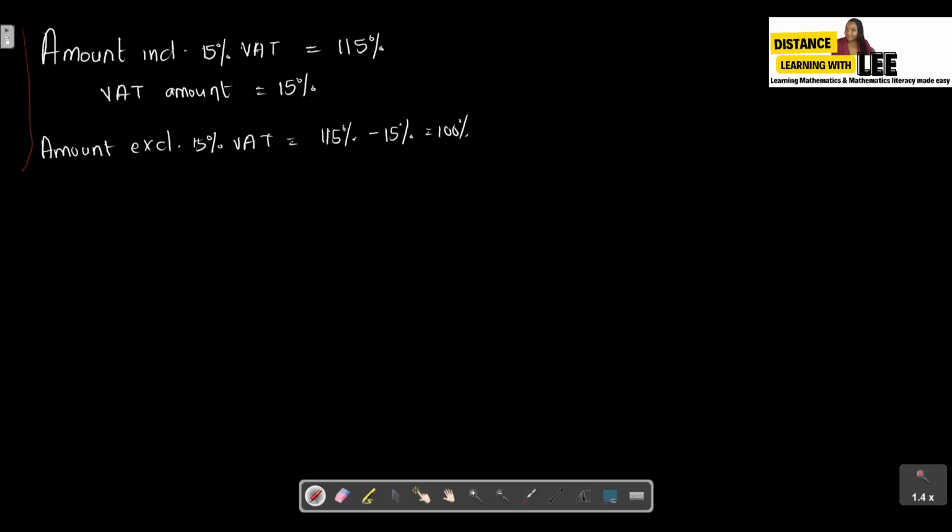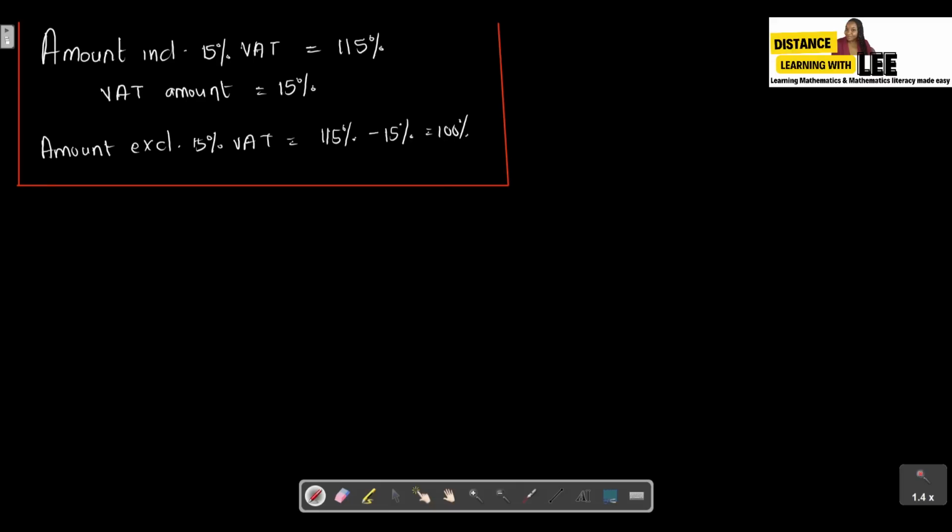So I've basically rewritten that here, right, where your amount including VAT, guys, is your 100% plus the 15%, which is 115%. The VAT amount is what? It is 15%. And the amount excluding your 15% VAT is your 115% minus your 15%, which is 100, right? So we're going to work with this to help us calculate the amount excluding VAT.